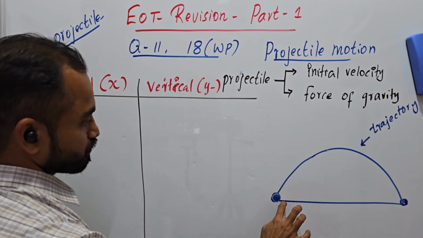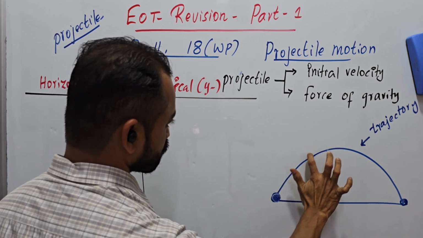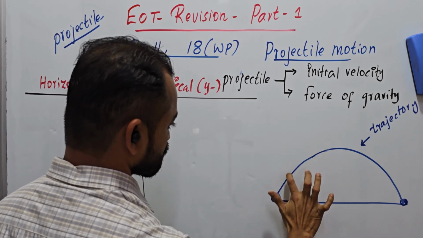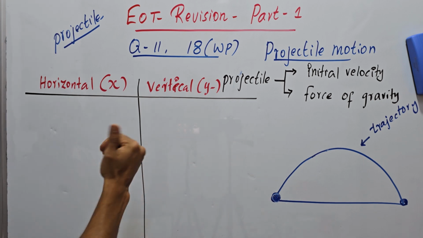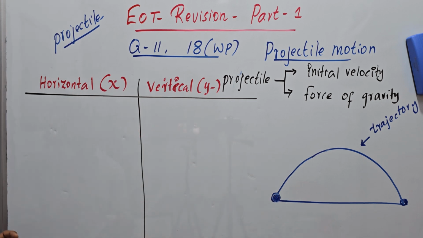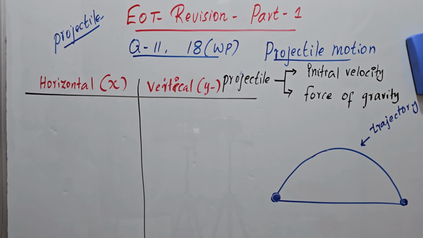You are kicking the ball, a football, like a free kick. So the ball will follow this path, right? The path of the object or path of a projectile is called trajectory. This path is called trajectory. The next step.